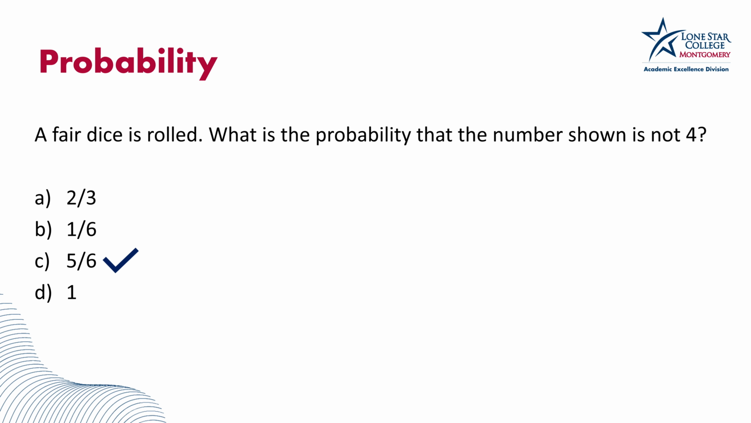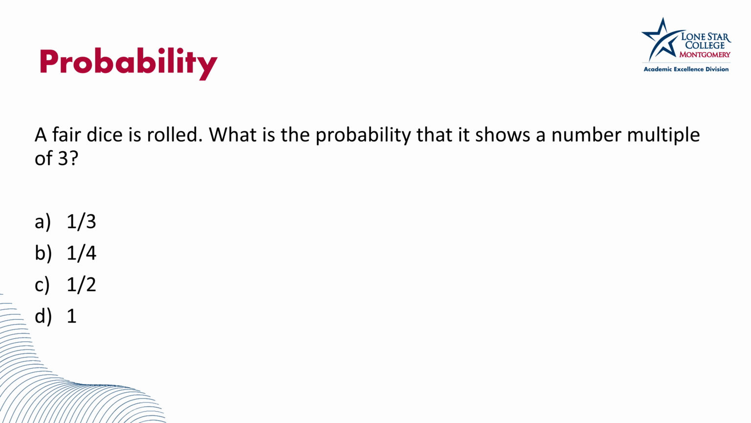Another question involving a dice. A fair dice is rolled. What's the probability that it shows a number that's a multiple of 3? It's a number that's a multiple of 3. So again, we list out all of the sides of our dice.